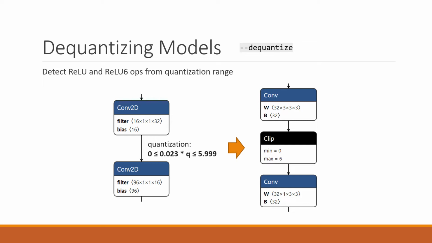Quantization will clip values outside the expressible range of the quantized data types, and TF-Lite often uses this method instead of ReLU and ReLU6 ops. TF to ONNX will use the range of the quantized tensors to automatically detect and reinsert the removed ReLU and ReLU6 ops.